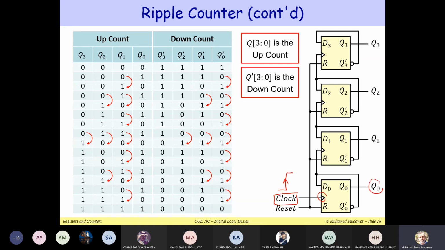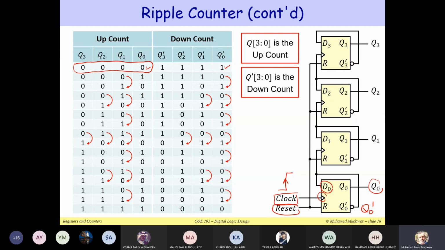How are we going to change Q0? Notice that this is a Q0 prime. And we are connecting Q0 prime back to D0. So if Q0 is equal to 0, then Q0 prime will be 1. Basically Q0 prime is nothing but the complement of Q0. The same thing, Q1 prime is the complement of Q1, etc. Now, initially we can reset all of these flip-flops, and we start at 0, 0, 0, 0. After we do a reset, we start at 0, 0, 0, 0.